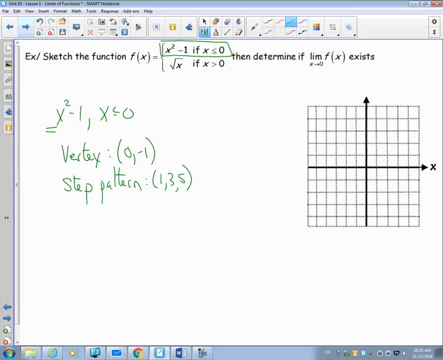So we can start at (0, -1). And be careful here now. We only want the parts where x is less than or equal to 0. So in other words, here's where 0 is, right? We only want the parts to the left of that. So over 1 up 1, over 1 up 3, and so on. There's my first part of the piecewise function.